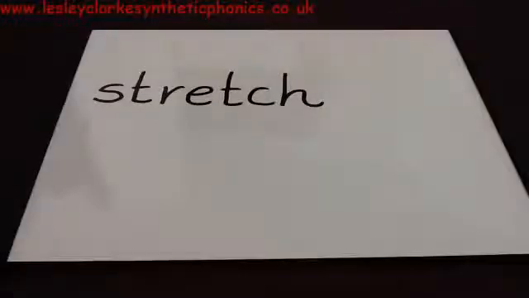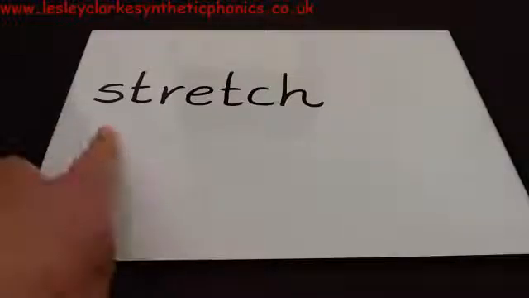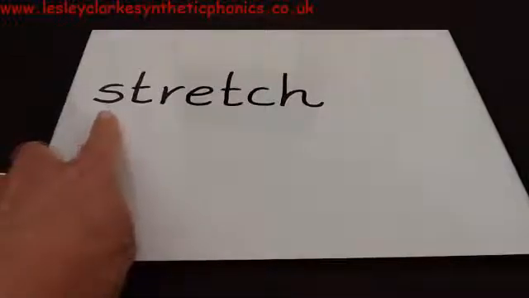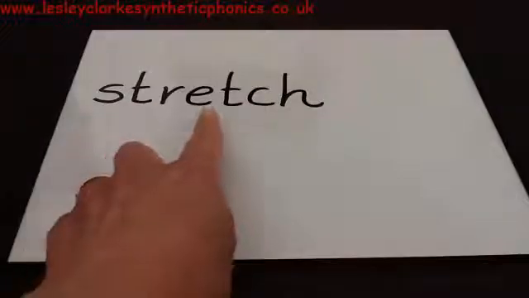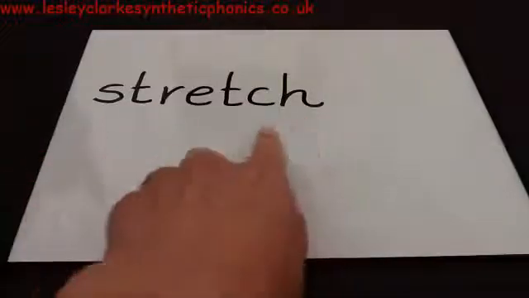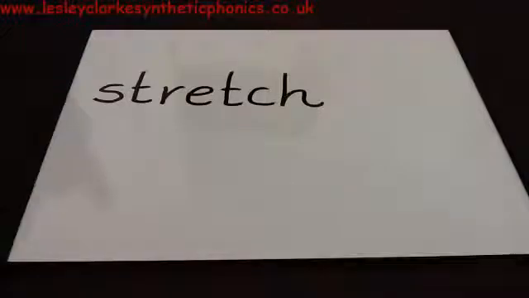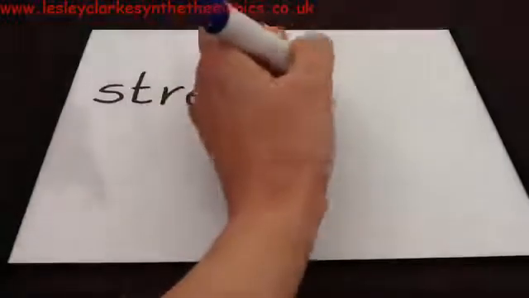Hello again. Today we are going to be learning to add the suffix ing to two different types of root words. And this will really help with your spelling. So let's have a look at the word that's on the board at the moment. Let's sound it out. We have st, r, e, ch, stretch. If I want to change that word into stretching, it's really quite easy.